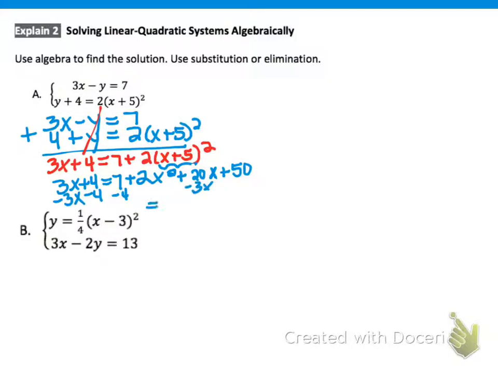But so my final equation would look like this, 2x squared, and then I have plus 17x. And then if I put the positive 7, the negative 4, and the 50 together, that makes plus 53.